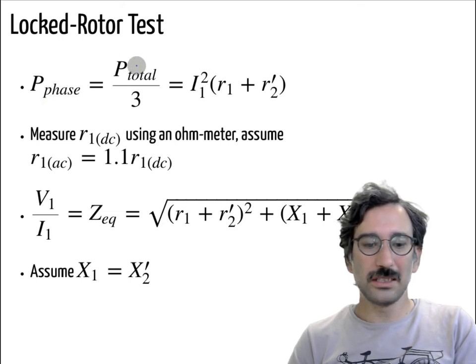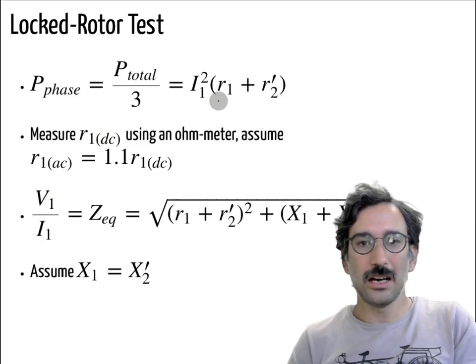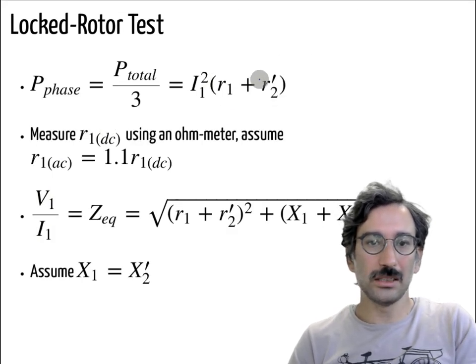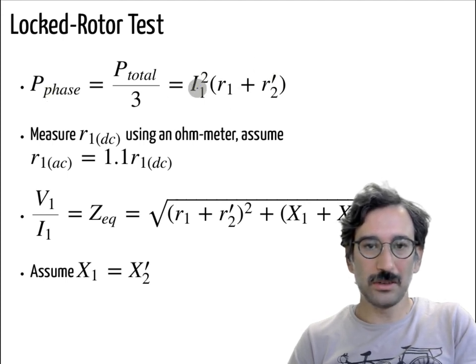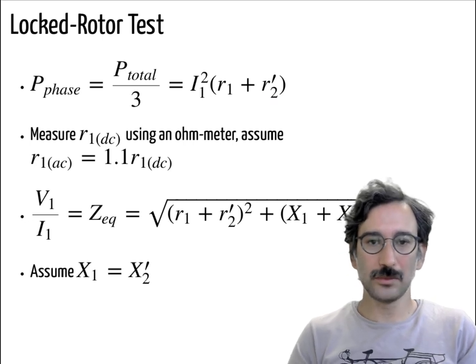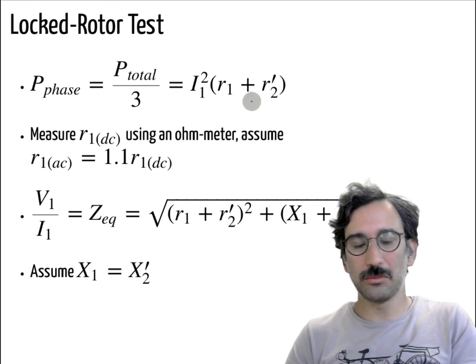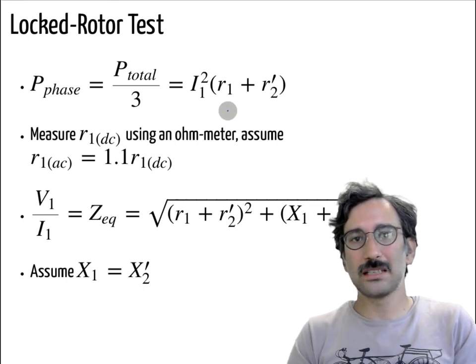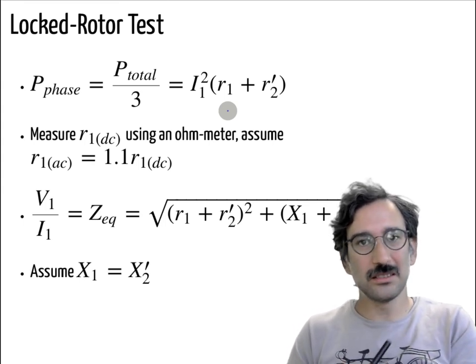Real power only dissipates through resistances, and with I1 current, I have I1 squared times (R1 plus R2 prime). So if I know the power and I know the current, I can estimate the total resistance, R1 plus R2 prime. Then how are you going to distinguish between R1 and R2 prime? What you can do is stop the machine, for example, and measure the phase resistance with a multimeter.